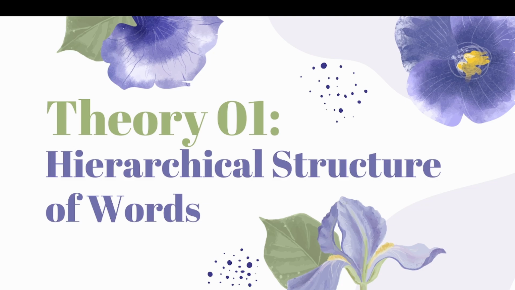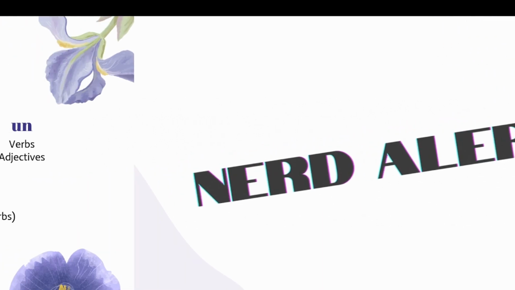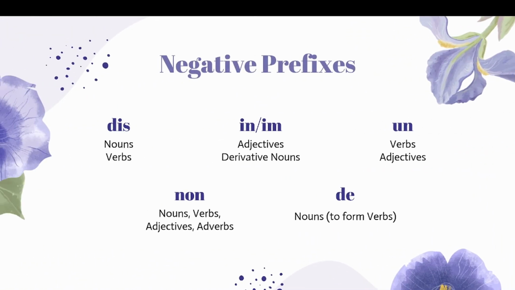Theory number 1, the hierarchical structure of words. And this is where I'm going to drop my nerd alert of the video because this does get pretty technical. However, it's all downhill from here. Let's go back to our list of negative prefixes. If you look at how each of these prefixes are used, they only attach to certain types of words based on the function of that word in the sentence.